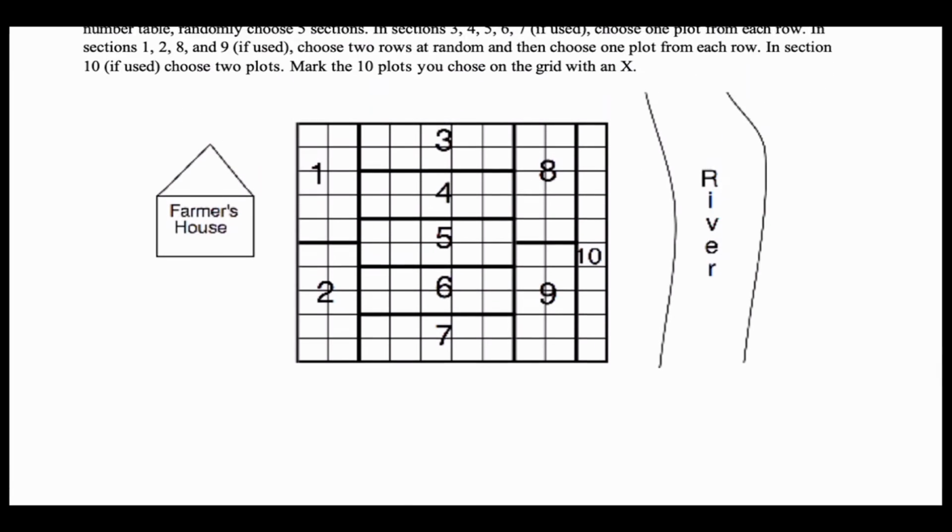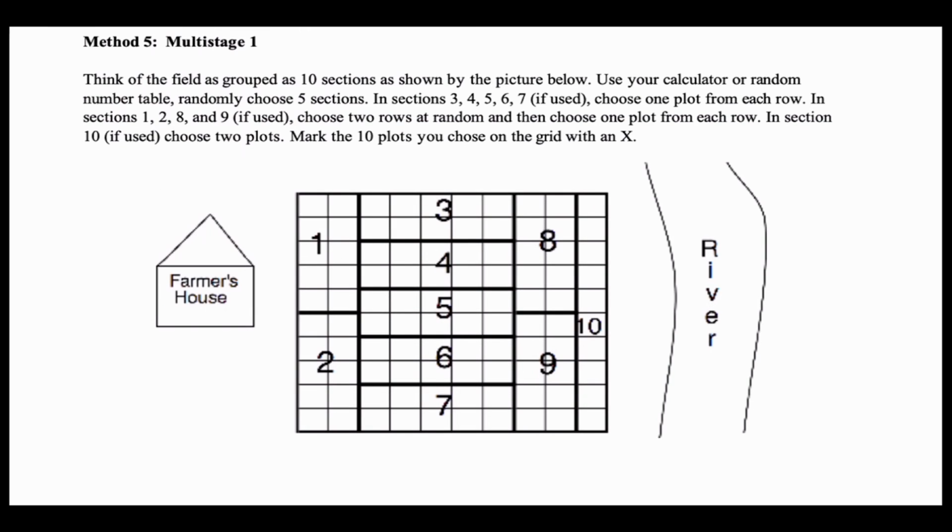Okay. All right, so last one. Last one will be done. Multi-stage. Multi-stage is this one gets a little hairy because there's different stages. It's kind of like cluster, but we keep going. Okay. So think of the field as grouped in 10 sections. So each section has 10 squares in it. Use your calculator or random number table to randomly choose 5 sections. That's step 1. So use your calculator to randomly select 5 sections. I'm going to do the same thing.